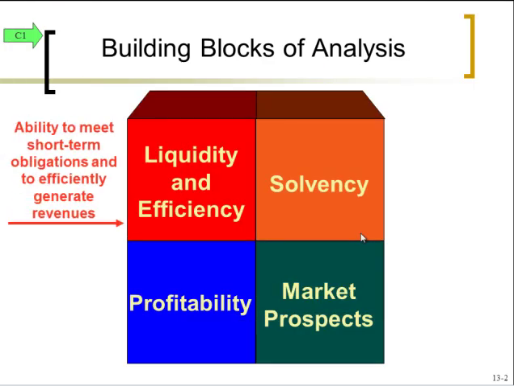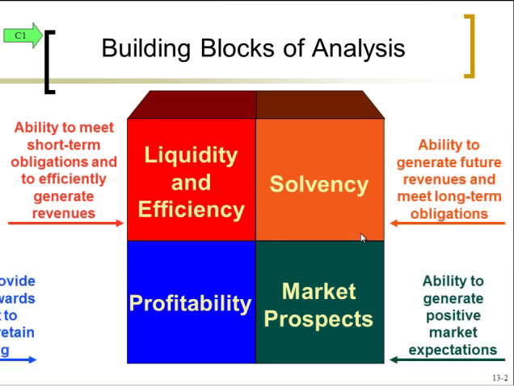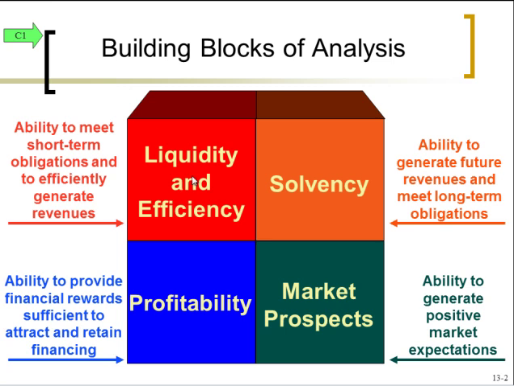So we're going to bring these building blocks of analysis back up later on. But for right now, we're going to look at liquidity and efficiency. We're going to just go through them. Liquidity and efficiency deals with short term. So how well are they able to pay their current bills? So we talk about the current ratio, the quick ratio, and efficiency. How efficiently are they operating?